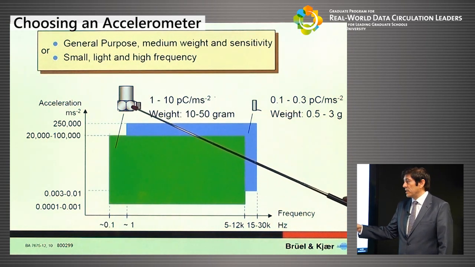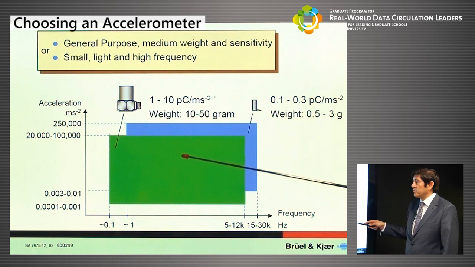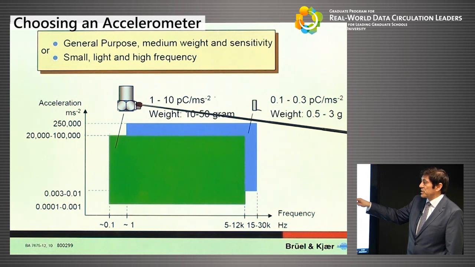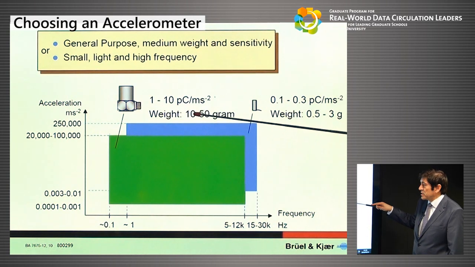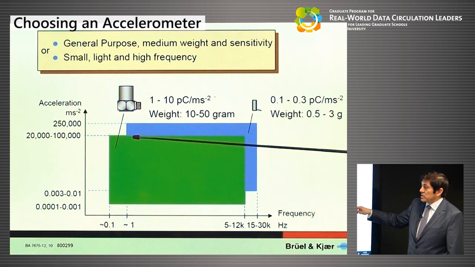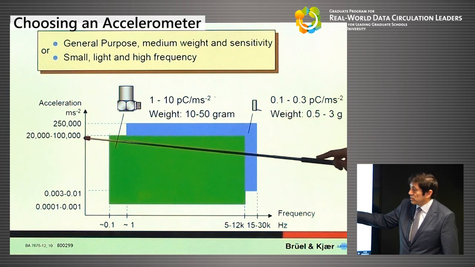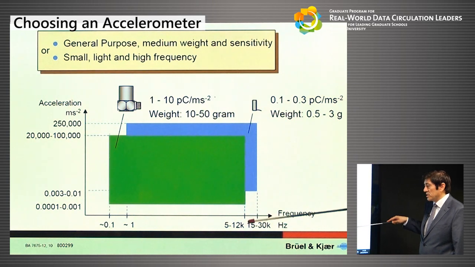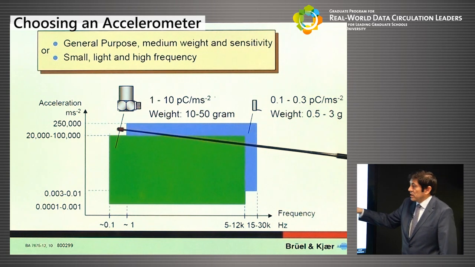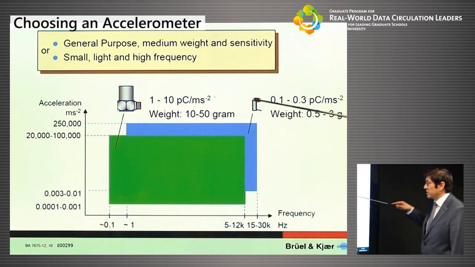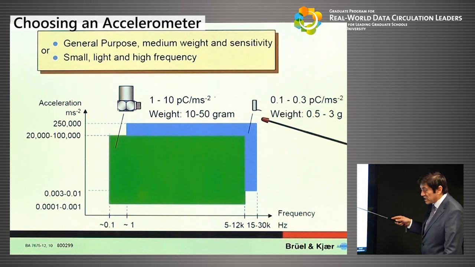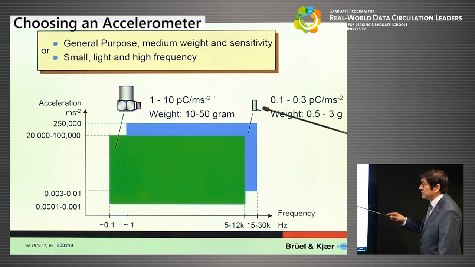On the other hand, depending on the sensor weight, you can see how the features of the sensor change. For instance, detectable acceleration and frequency range change depending on the size and mass of the sensor. If it is 10 to 50 gram, that's the measure of its sensitivity. Its sensitivity is large, but it's also heavy. Its detectable acceleration is up to 100,000 meter per square second, and highest frequency is up to 12 kilohertz. On the other hand, for high frequency signals and high acceleration values, 250,000 meter per square second, you can use smaller accelerometers. Its sensitivity is lower. It means you have to use a large gain to amplify the signal. Sensitivity is, you can see, in this range.